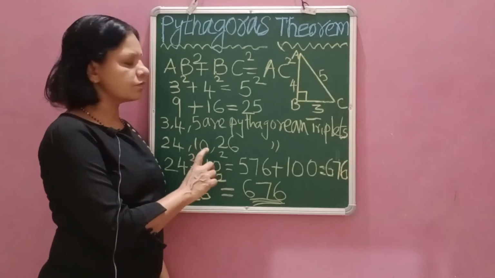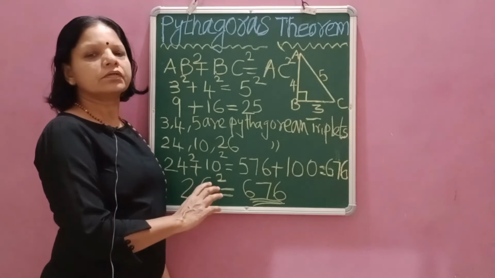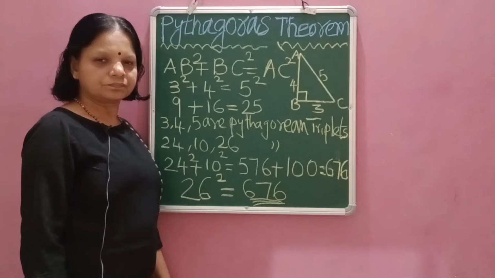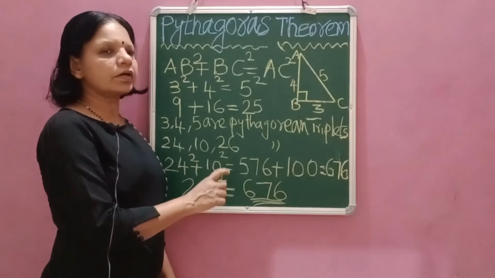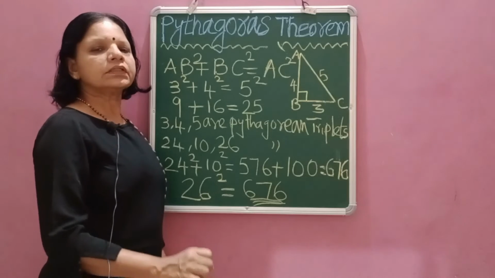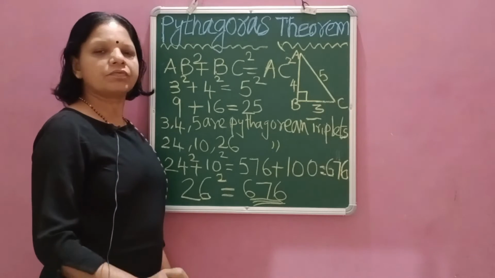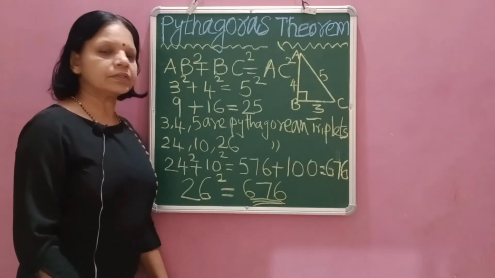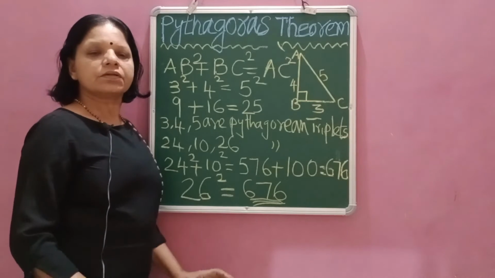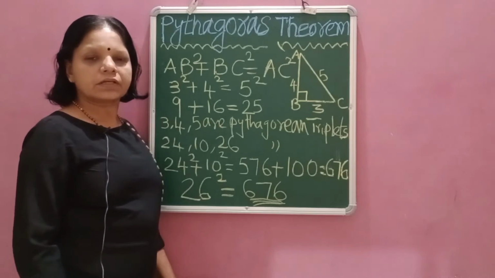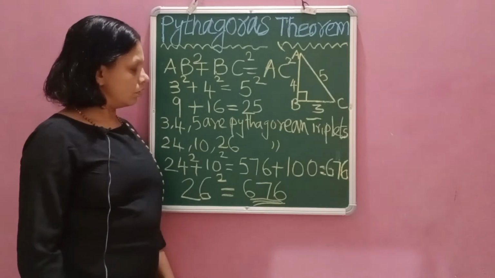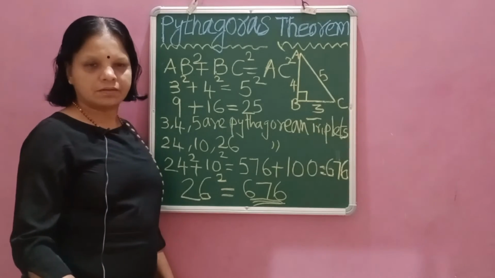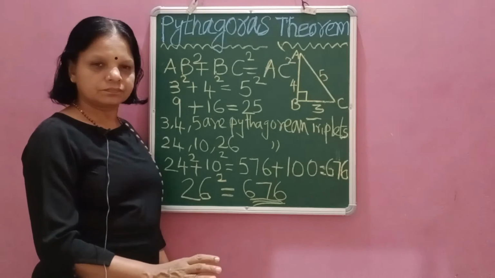If you are not getting it is equal, then the measurements are not the sides of right angle triangle. So 3, 4 and 5 form the length of the sides of a right angle triangle. So the numbers forming the sides of right angle triangle are called Pythagorean triplets. Triplets means group of three numbers together.